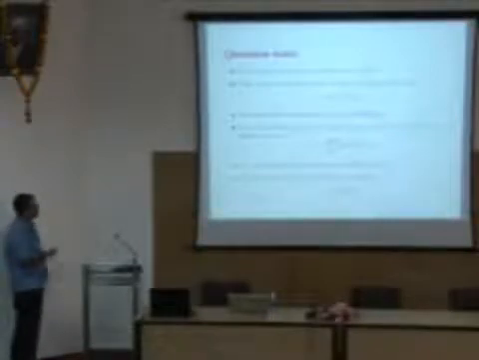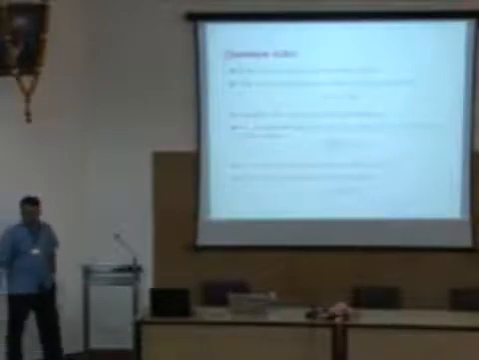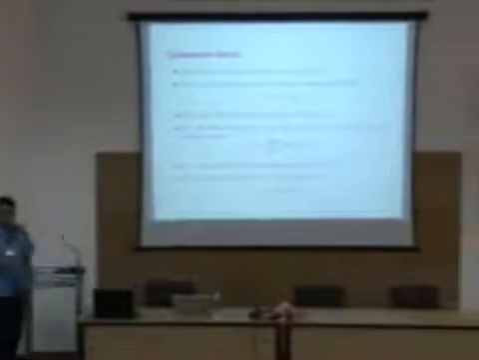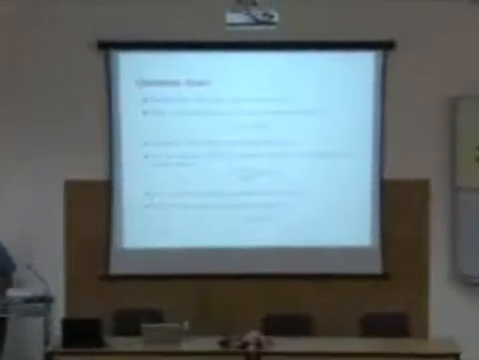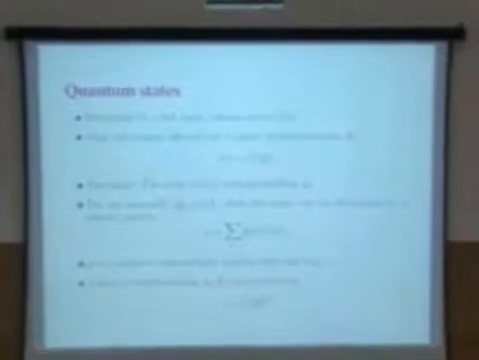Now, let's make it a little more complicated. Let's say you have an ensemble. In an ensemble, you don't know that the state is psi, but what you know is that the state is psi sub i with probability p sub i. That's the only thing you know, and i varies from 1 to, let's say, k, where k is a finite number.